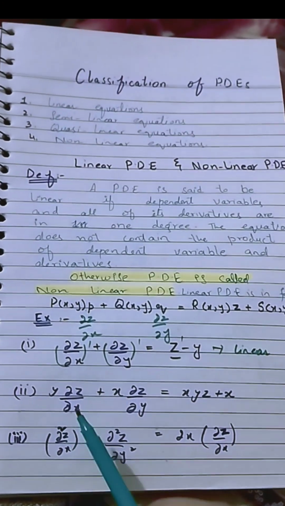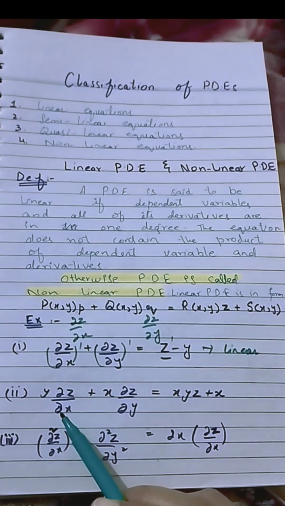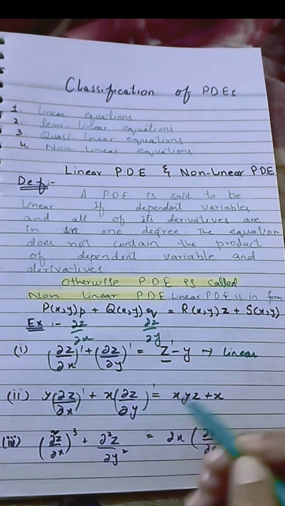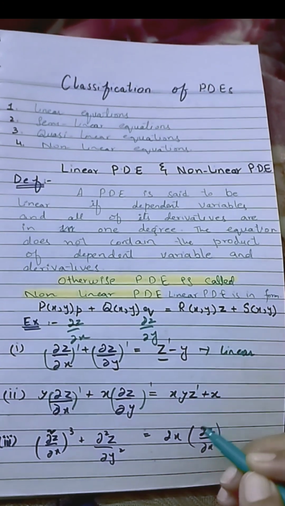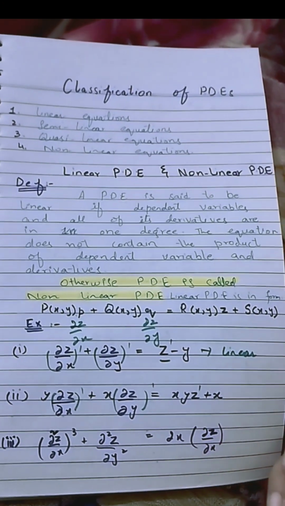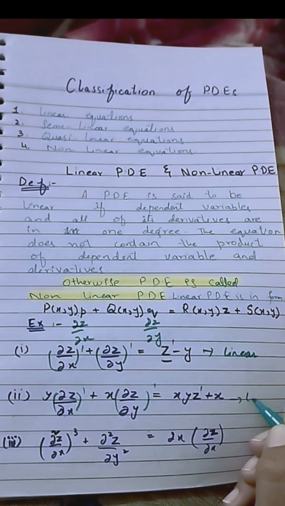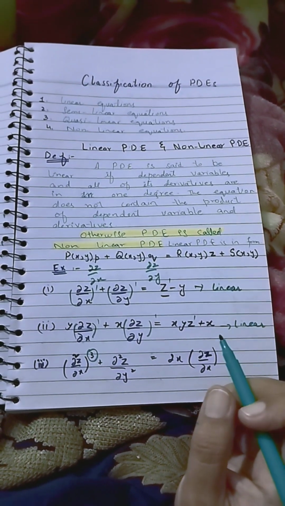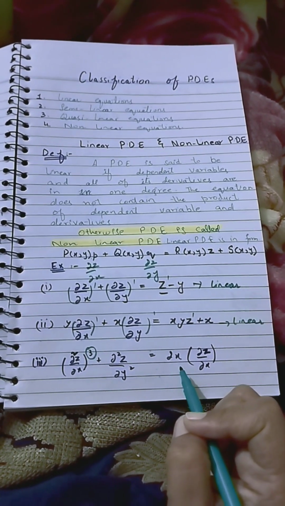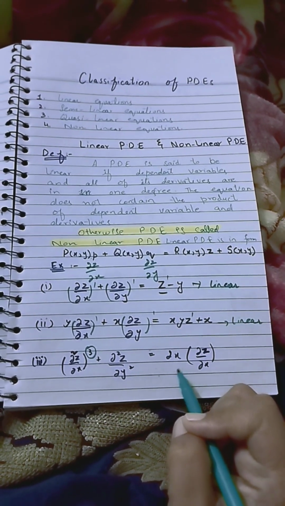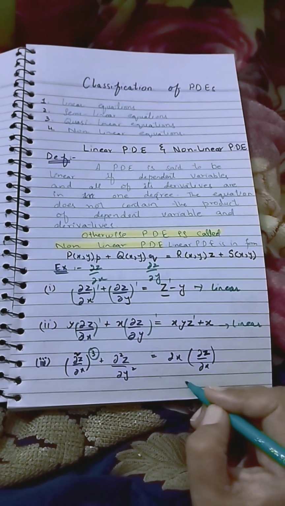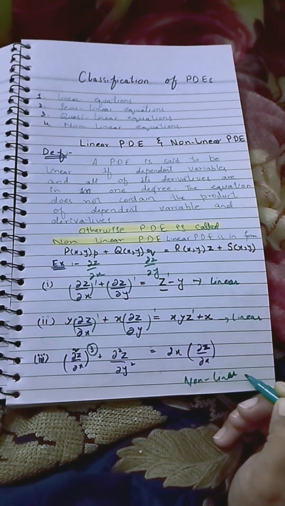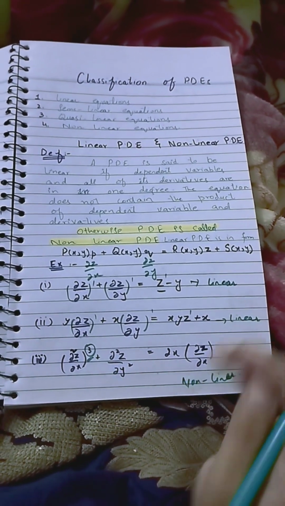Let's see another example. In this example, the dependent variable has degree 1 and its partial derivative also has degree 1. So this equation would be linear. Example 3: you see the degree of the partial derivative is 3, so this equation does not satisfy the definition of a linear partial differential equation, so it would be non-linear due to its degree.